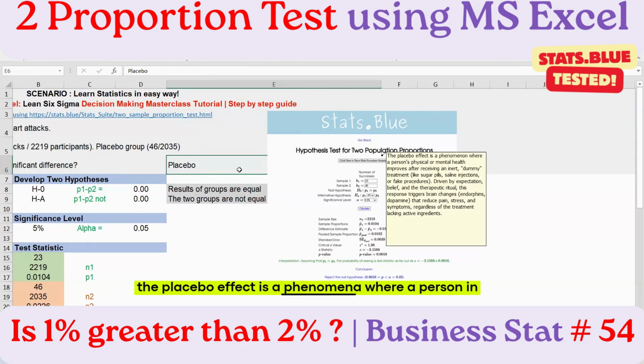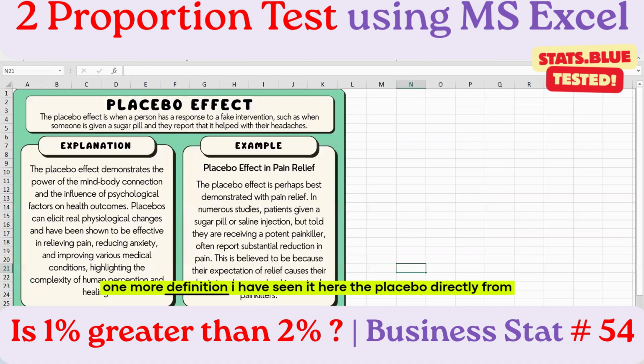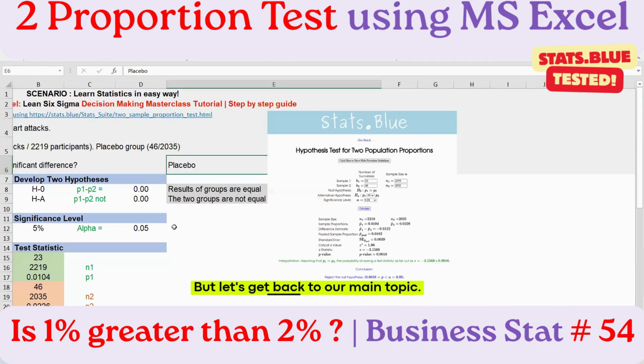The placebo effect is a phenomenon where a person's physical or mental health improves after receiving an inert or dummy treatment or fake treatment, like sugar pills, saline injections, fake procedures, and so on. And one more definition, which I've seen directly on this website: the placebo effect is when a person has a response to a fake intervention, such as when someone is given sugar pills and they report that it helps with their headache, for example. So this is the explanation and example. But let's get back to our main topic.